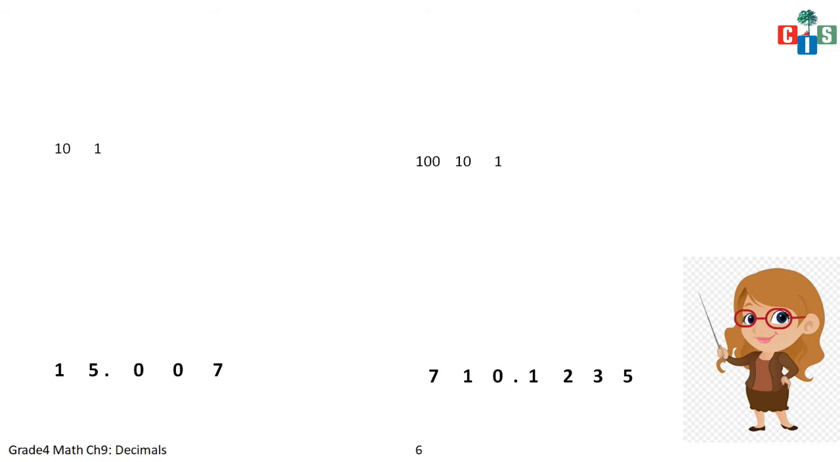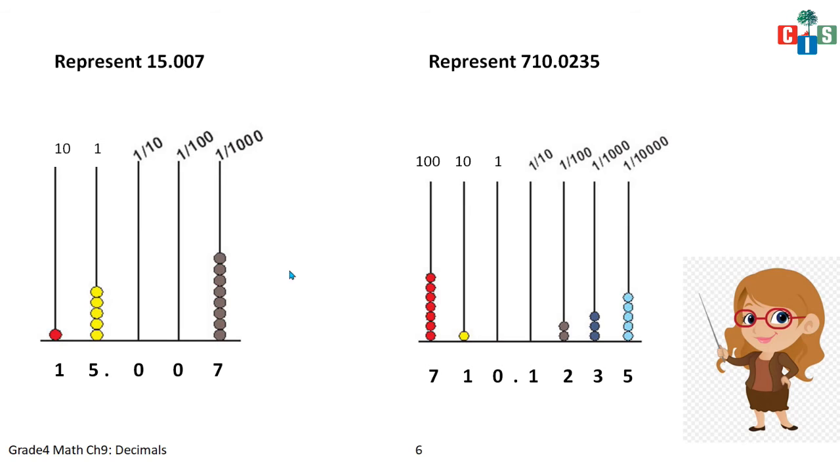Clear? Now let's take another example. Representing 710.0235 and 15.007. So let's see how to do that. Now first take 15.007. Let's repeat the place value chart. What is this? Ones. What is this? Tens. And then dividing by 10, that means 10th, 100th, 1000th. Clear? Here is the decimal point.